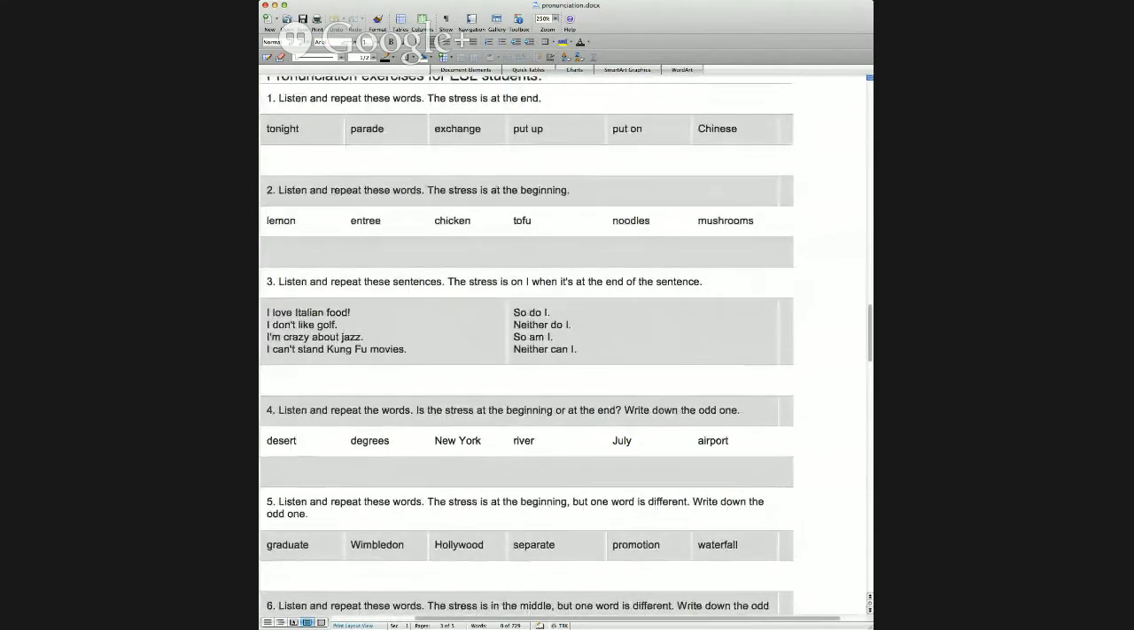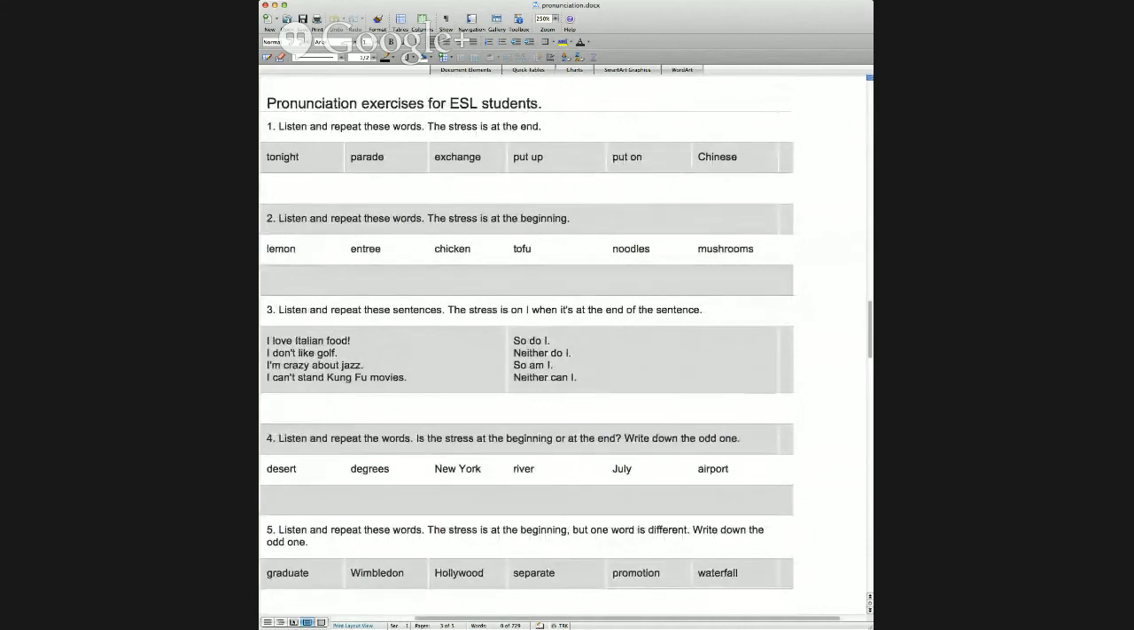Okay. So essentially, the first thing we're going to be doing is talking about stress on different words. In exercise 1, we're going to look at words where the stress is at the end of the word. Some of these are phrases. So I want you to just repeat after me.